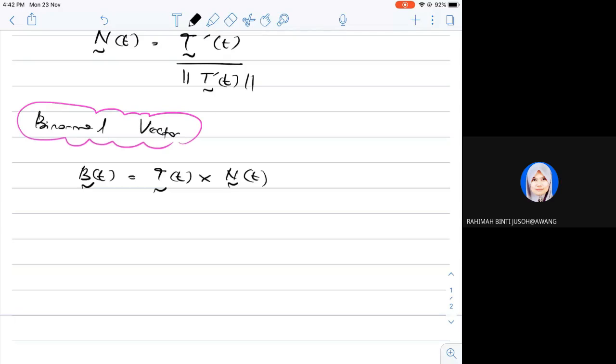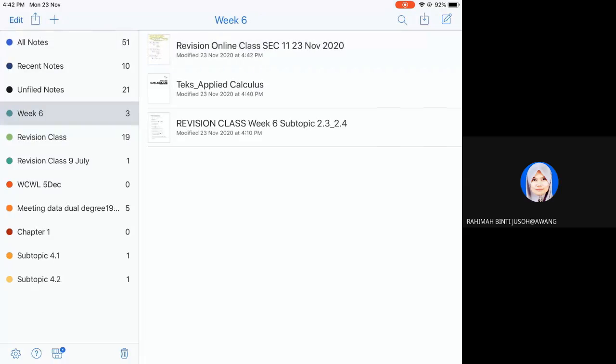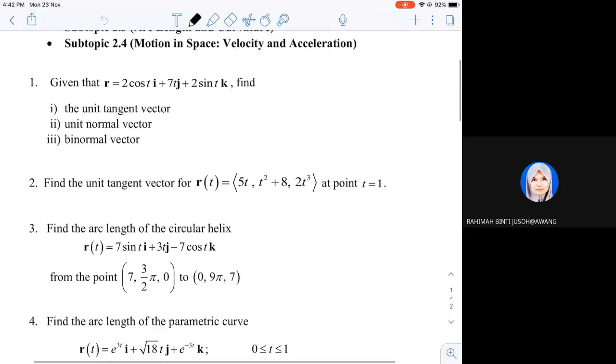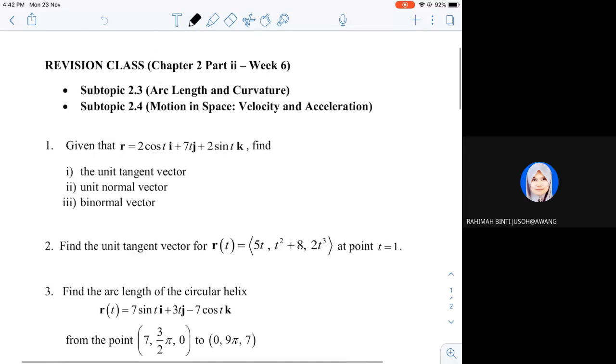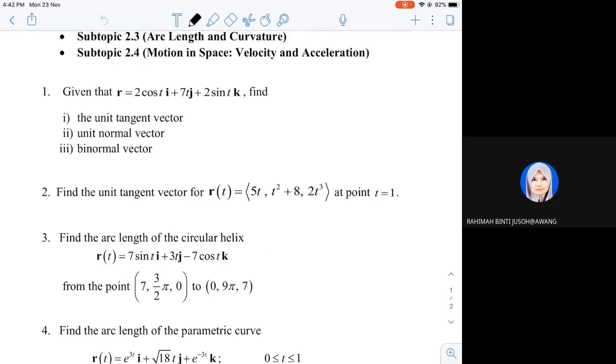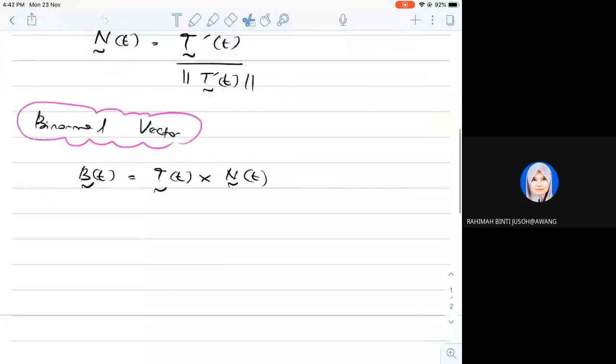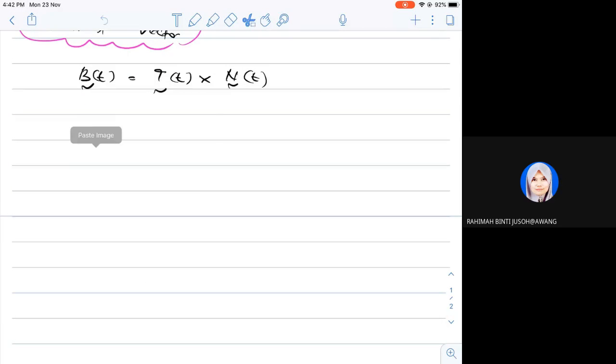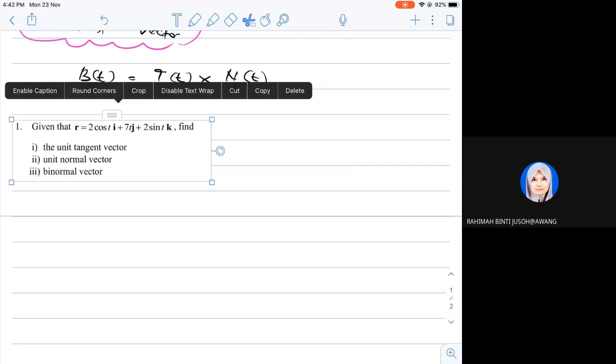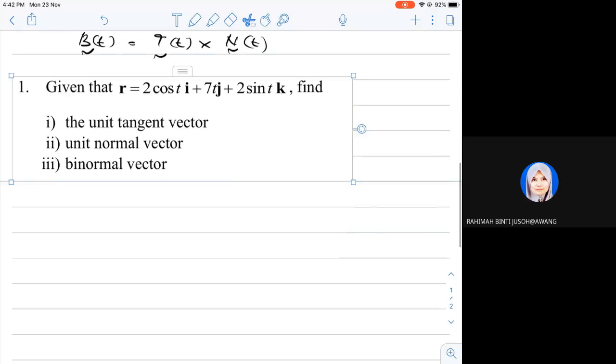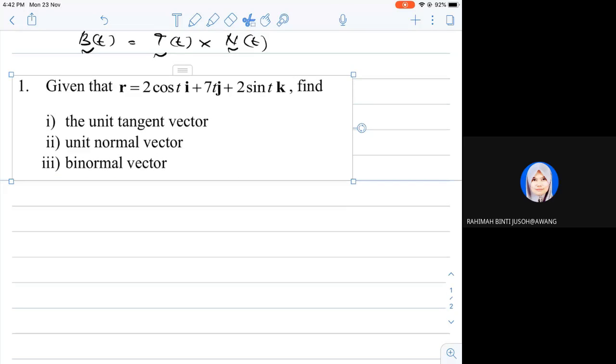Now let's take a look at the revision question that I prepared for you. For this week we are going to cover subtopic 2.3 and 2.4. So question number 1, let's do the first question. We have r(t) equals to the following.